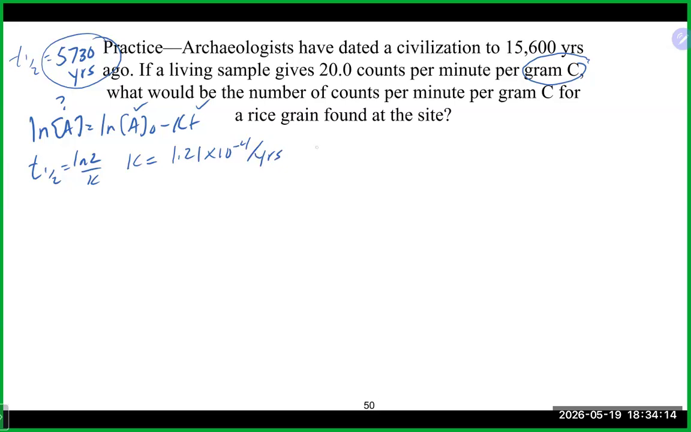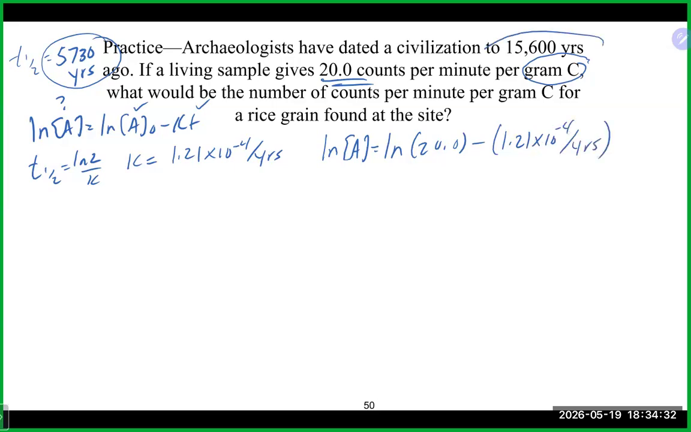So popping in our numbers here, our natural log of A, which is what we're looking for, equals our natural log of our living, which would be our initial. Not so living would be our final. And we'll use the same k that we determined last time because it will come out the same. And in this case, we do have our time here, which is 15,600 years. And once again, our units of time for both of those guys are the same, so we're good to go. Don't have to worry about any type of conversion.